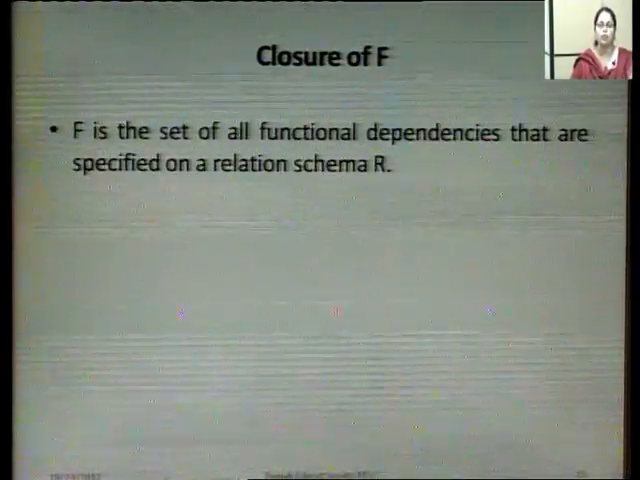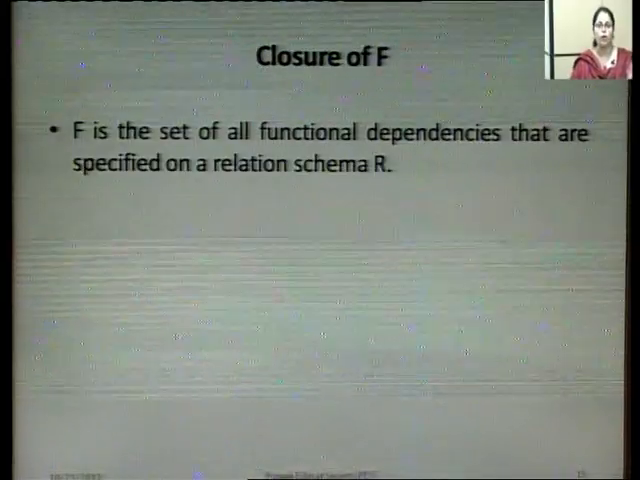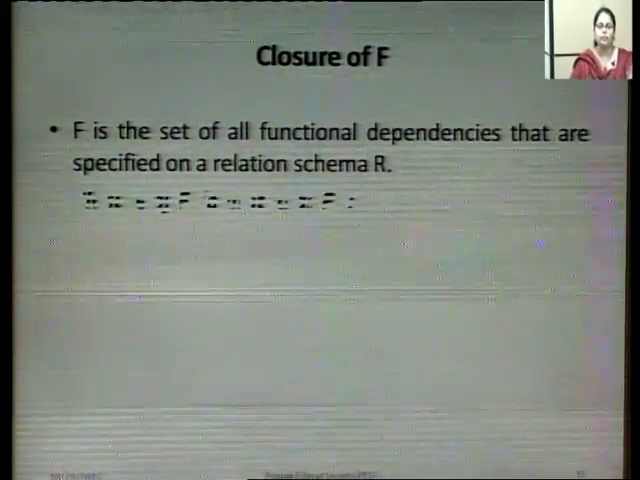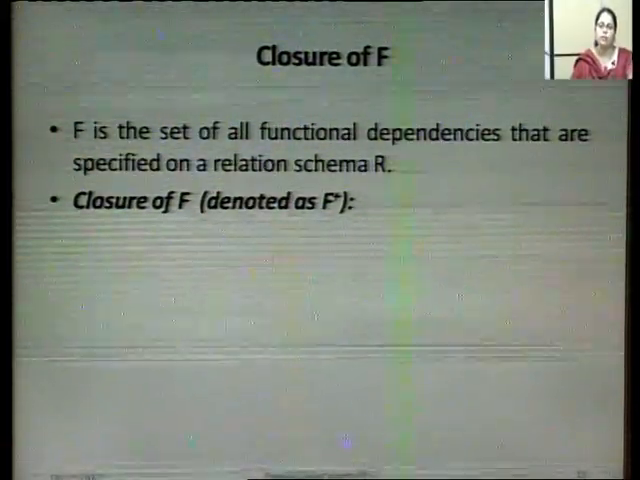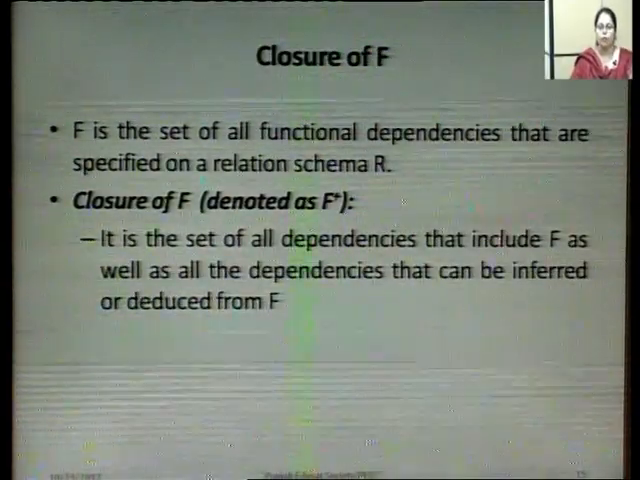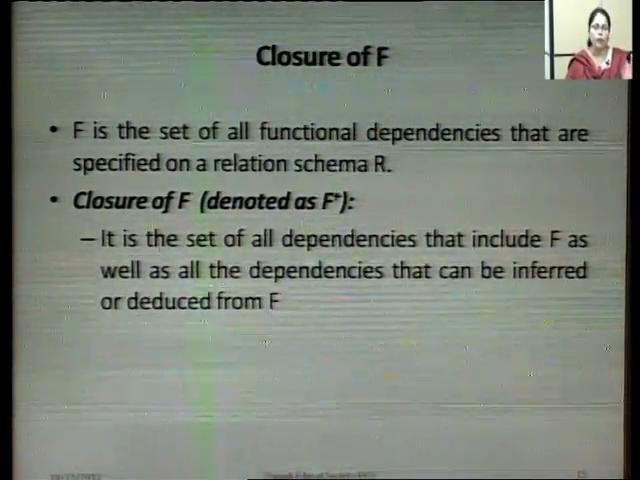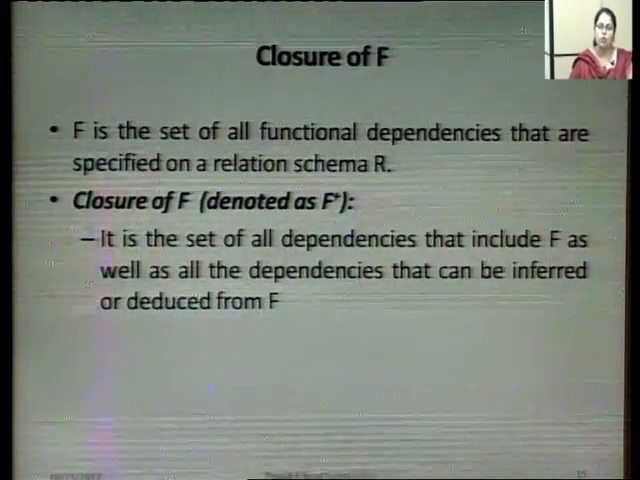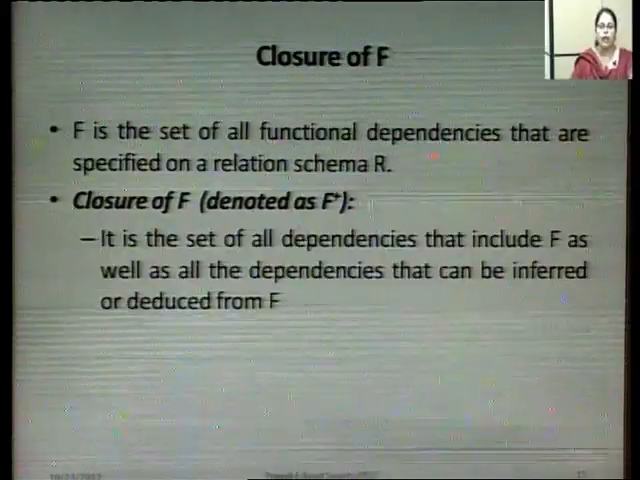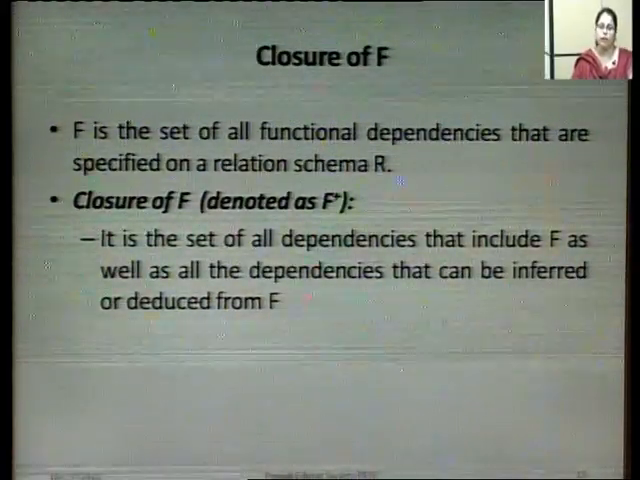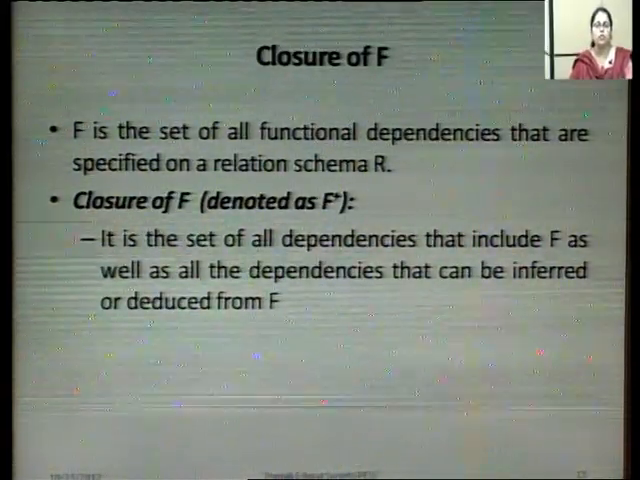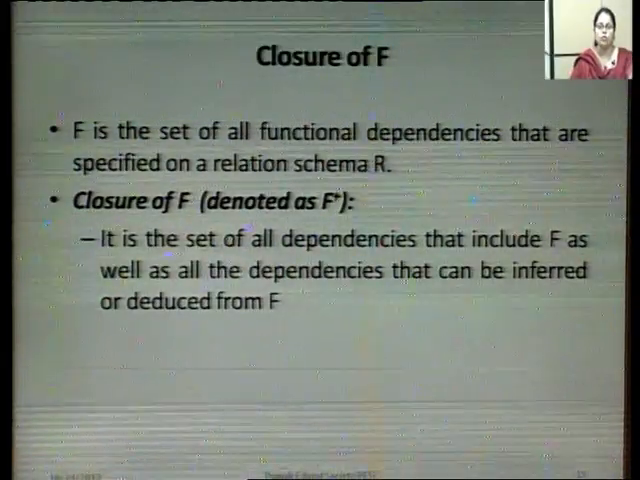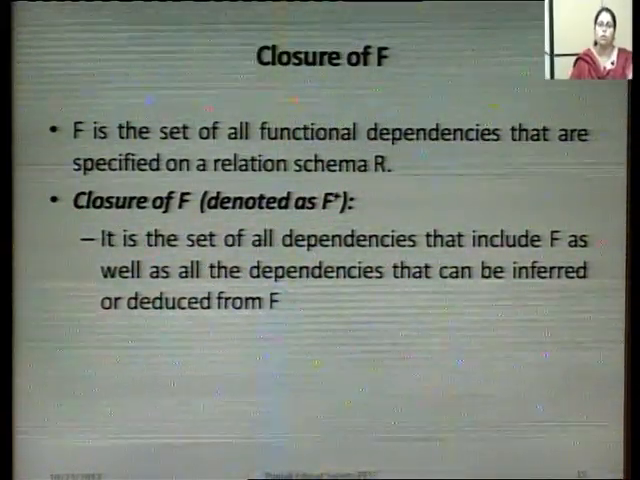Next topic was the closure of F, where F is the set of all functional dependencies that are specified on a relation schema R. Closure of F is denoted as F superscripted by the symbol plus. It is the set of all dependencies that include F as well as all the dependencies that can be inferred or deduced from F. That means the dependencies that are specified on the relation schema as well as those dependencies which we can infer from the given dependencies. So the set of all these dependencies is called the closure of F.